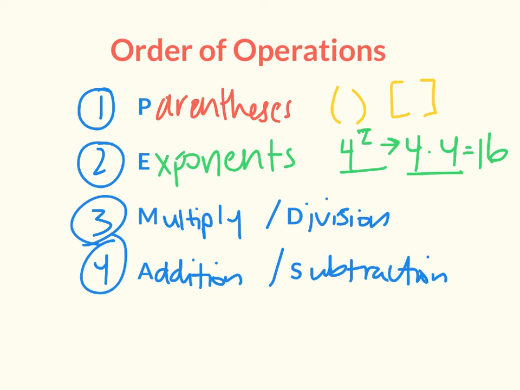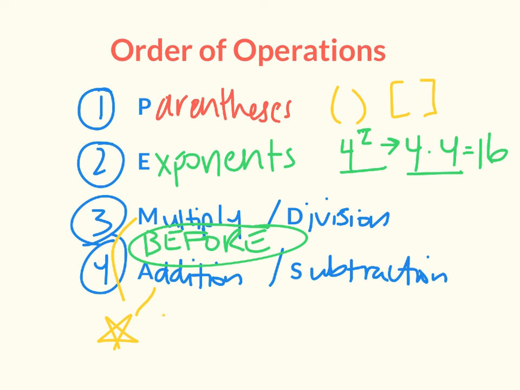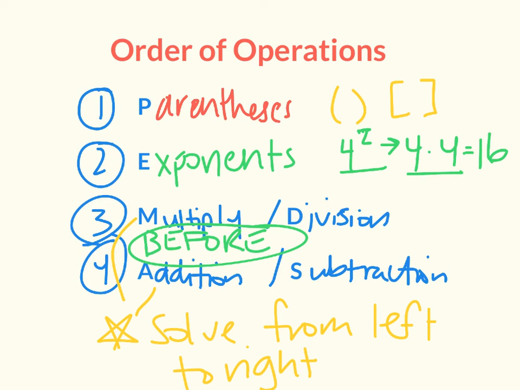It's really important to remember that multiplication and division always come before addition and subtraction. Okay, so please, please, please remember that. One final note I want to make is that when you are multiplying or dividing, or you're adding or subtracting, you are solving from left to right. So you're still doing all of your multiplication or division first, but you're solving together from left to right. Then you would do your addition and subtraction, solving from left to right.